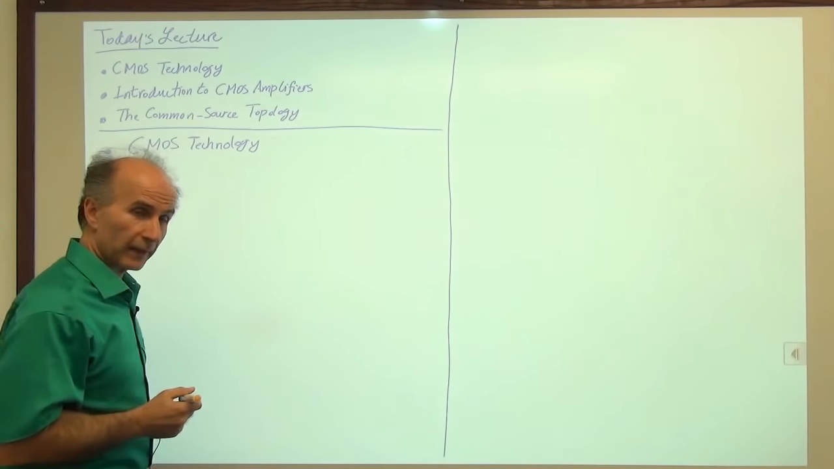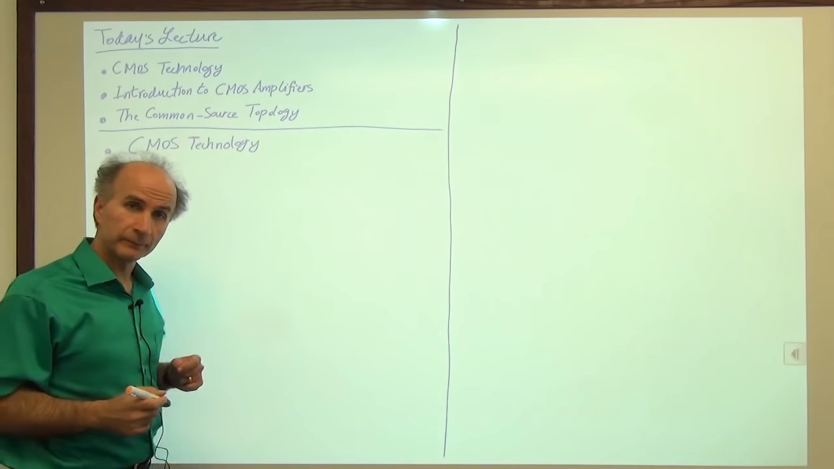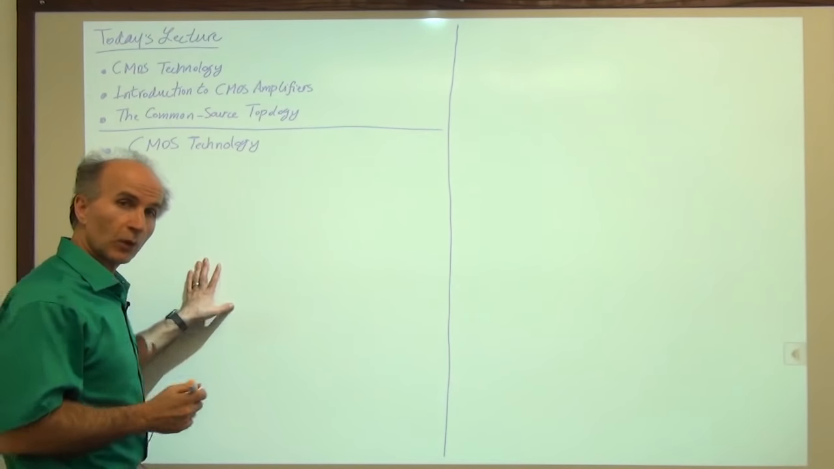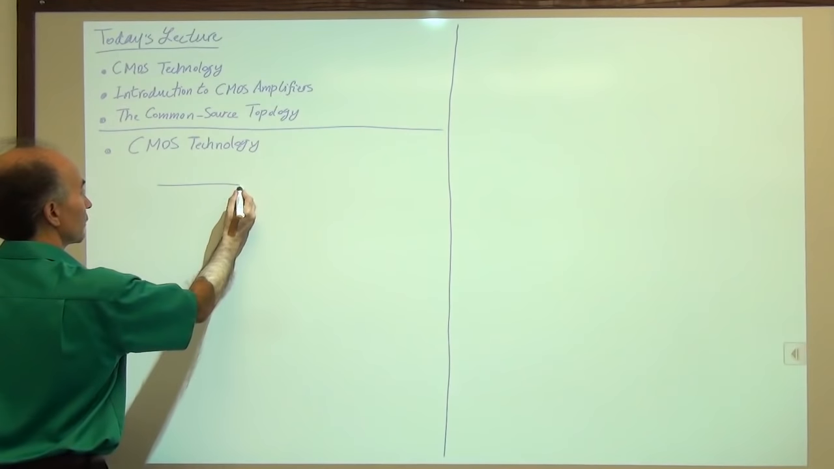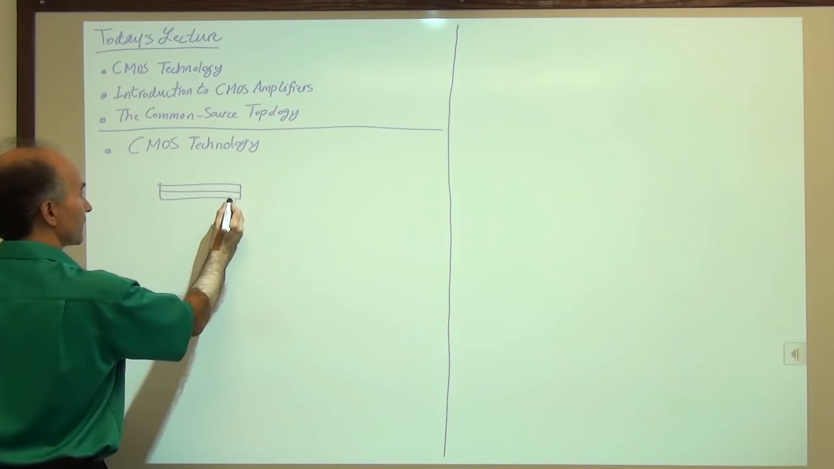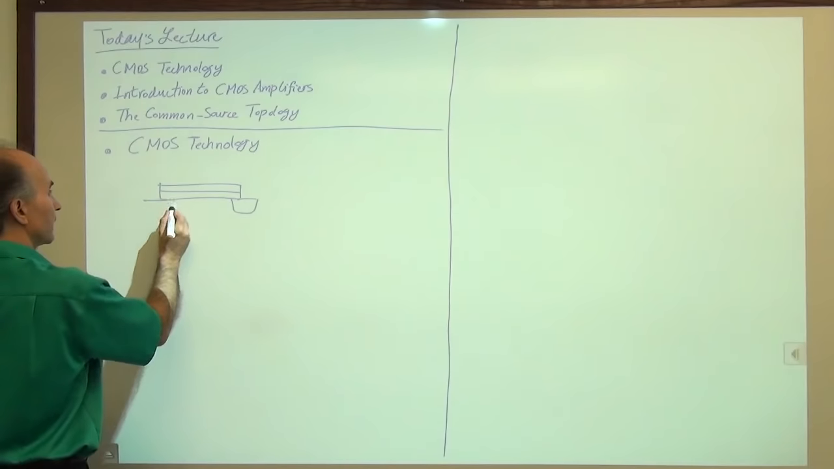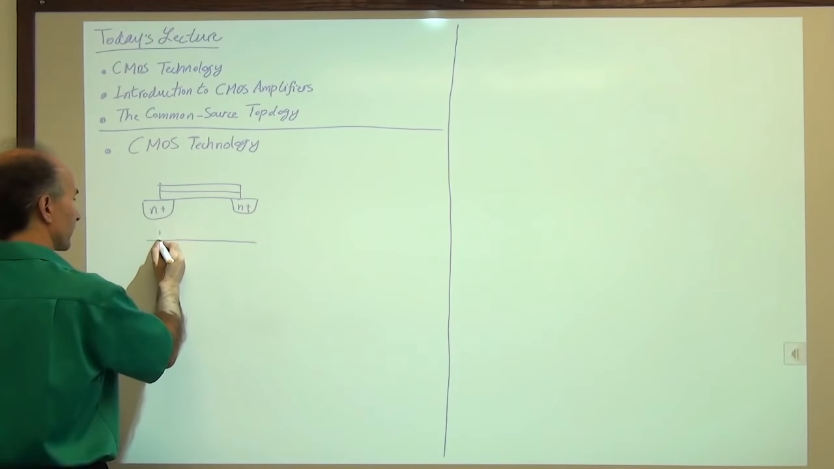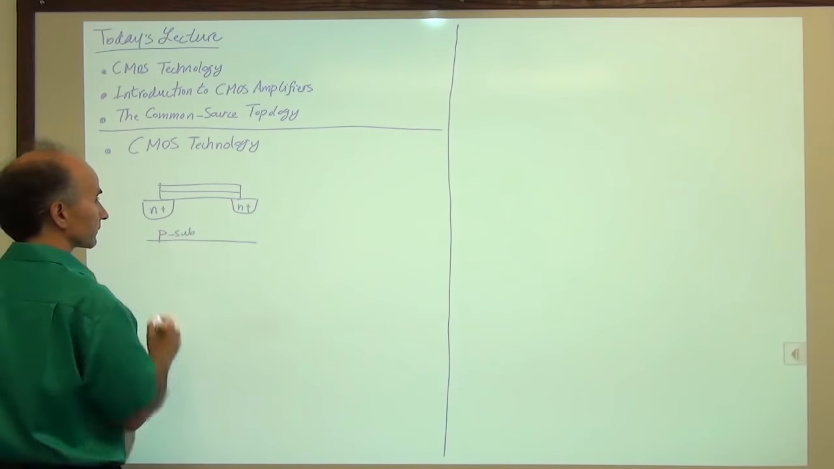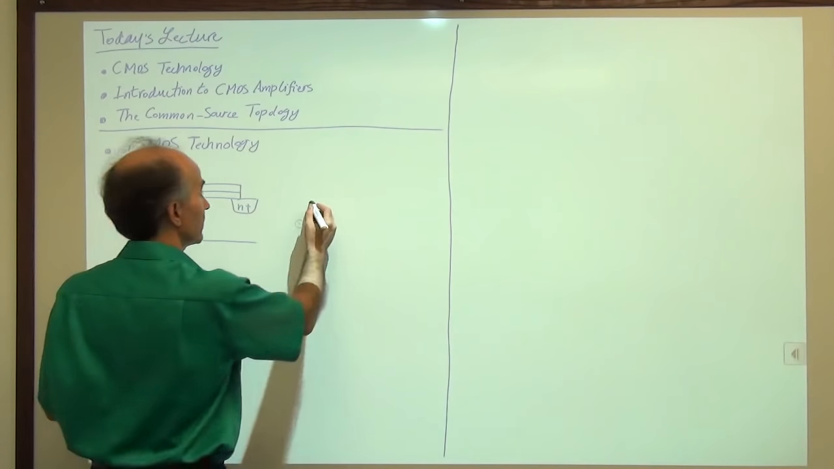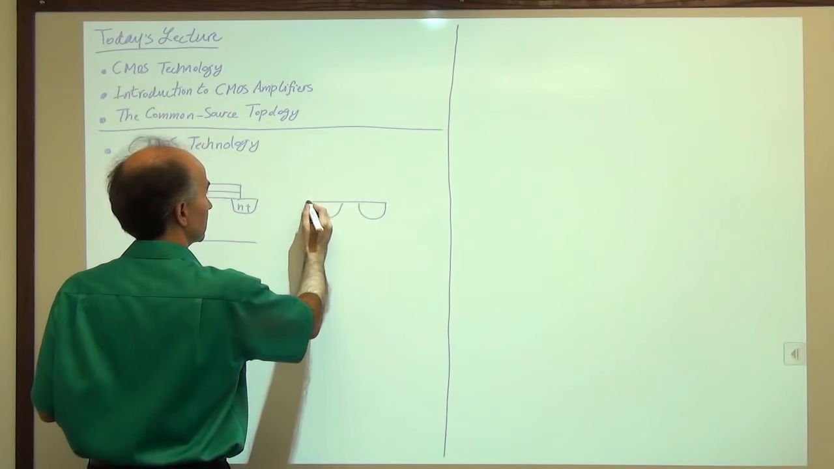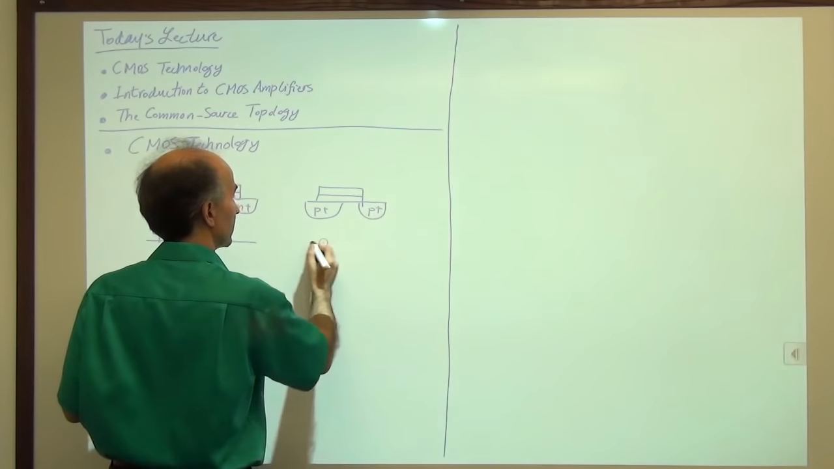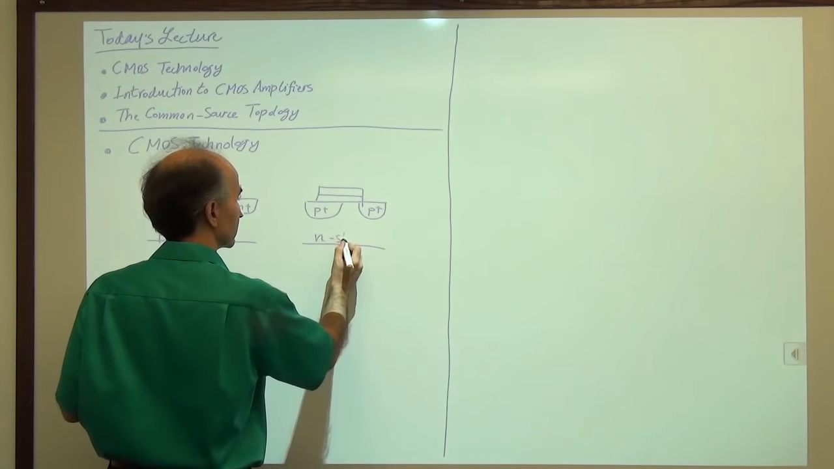Okay, well, how do we do that? Well, we have a bit of a problem. Let's draw the cross-section of the NMOS and the PMOS devices and see what we have. So here's our NMOS device with N plus here, and a P substrate. And then we have a PMOS device, like so, where we have P plus here, and an N substrate.